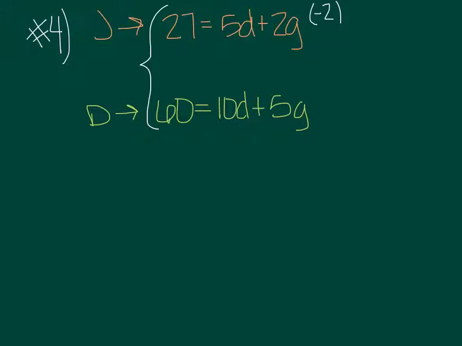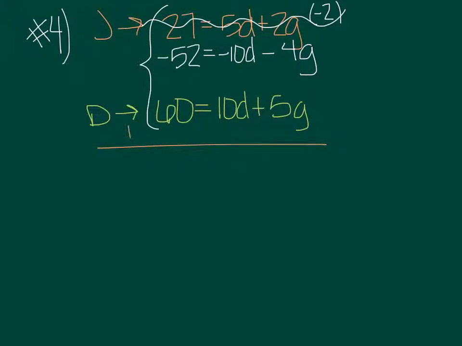So we have -2 times 27 is a -54. -2 times 5D is a -10D. And -2 times 2G is a -4G. Now I no longer need that top equation. I can now take what I have and stack and add.